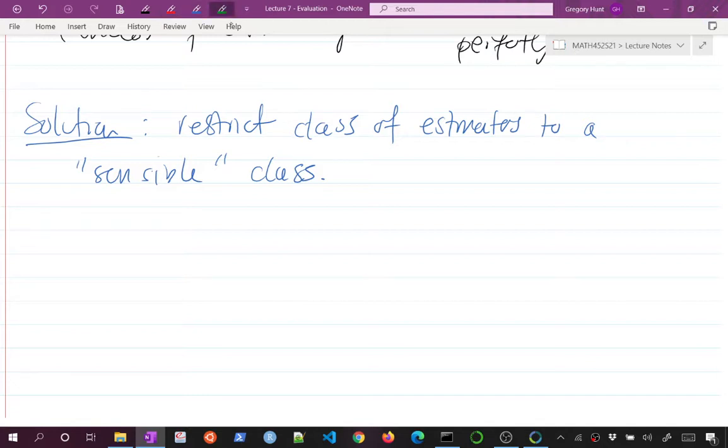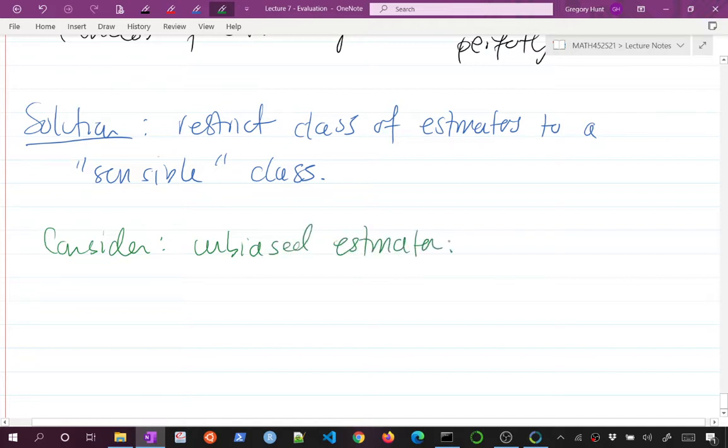And for now, what we're going to do is consider the class of unbiased estimators. Not because unbiased estimators are always the best thing to do, and unbiasedness is the most important property of all time, but we need some sensible way of restricting our class of estimators and excluding really stupid estimators. And if I look at unbiased estimators, something that just ignores the data is not going to be unbiased in general.